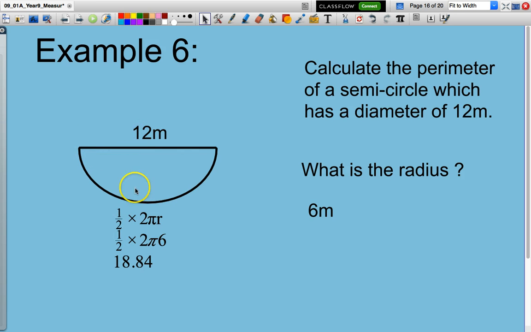So it is half a circle. Perimeter of a full circle, 2 times pi times r. And I have half a circle, so that's where the half comes from. Half times 2 times pi times 6. I need to use 6 because 6 is my radius. Equals 18.84. So my answer would be the 18.84, which is this part here, plus the 12, which is that part there.